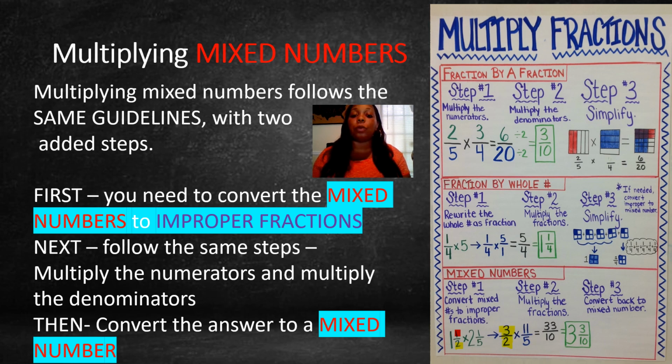Okay? Then 2 1/5, you follow the same steps. 5 times 2 is 10, and then you would do 10 plus 1 would be 11, and your new fraction is going to be 11/5. Okay, so once you convert your mixed numbers to improper fractions, you would then multiply across. 3 times 11 is 33, and 2 times 5 is 10.